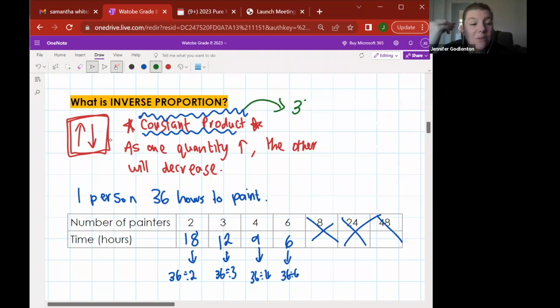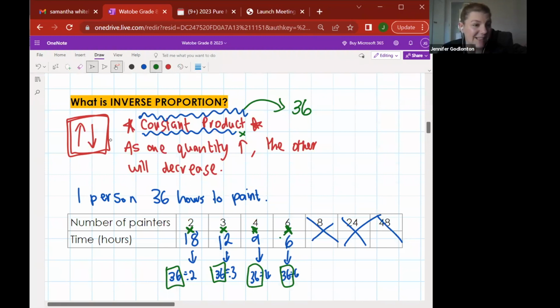Okay, so think about what that word means. Constant means it's the same, and product means we are multiplying. So if we multiply these two together, we need to get the same number. So 2 times 18 gives us 36. 3 times 12 gives us 36. 4 times 9 gives us 36. 6 times 6 gives us 36.